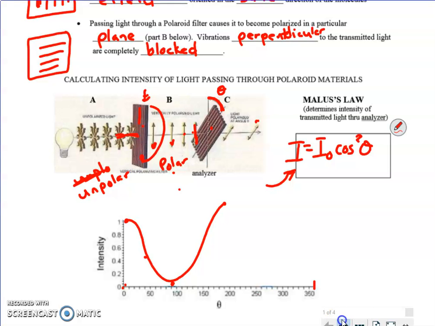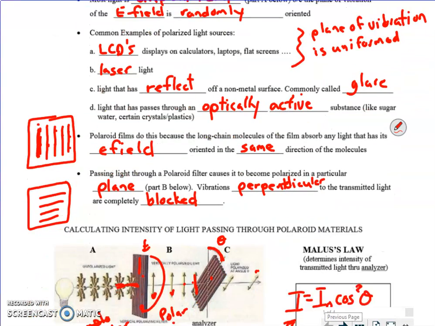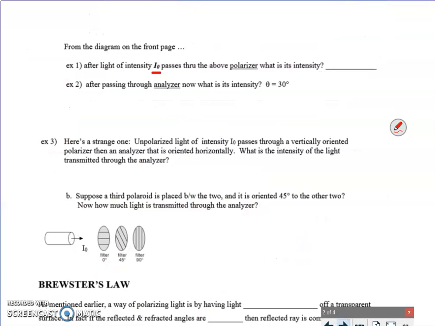In the few minutes I have left, let's do a quick example. On the diagram on the front page, that was the A and B. After light of intensity I0 passes through the polarizer, what is the intensity? If we go back to this diagram, here is the I0, here is the polarizer. How much light do we have here? I've already answered that. That's automatically going to be 1/2 the original intensity, no matter what the orientation of this is. So that's going to be 1/2 the original intensity.